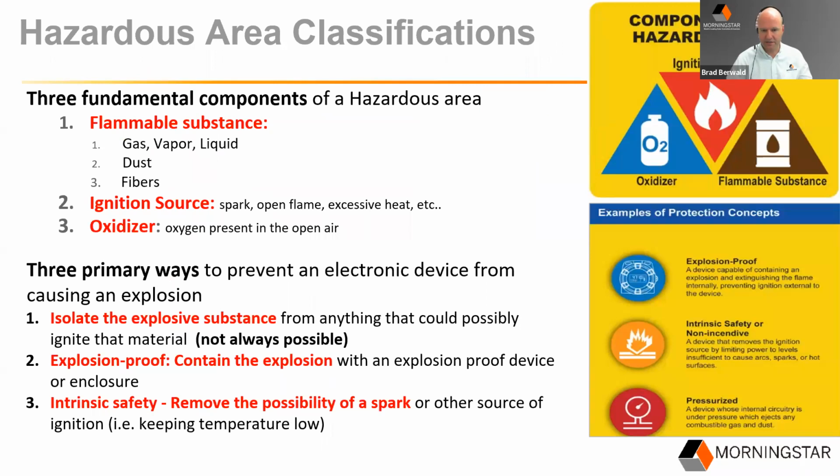So just to summarize our HAZLOC classifications, we do rate the products to basically not be a source of ignition at a site. And there's three ways to generally prevent a fire or an explosion. That's to either isolate the explosive substance, which maybe always can't occur, especially if there's a leak. You can actually seal the equipment in an explosion-proof housing, which is extremely expensive, because you've got these really large bolted sealed enclosures that cost a lot of money.